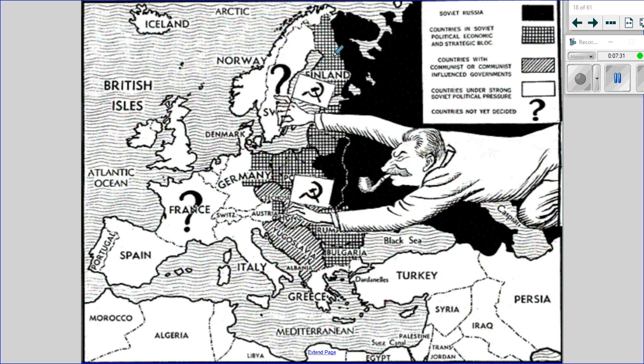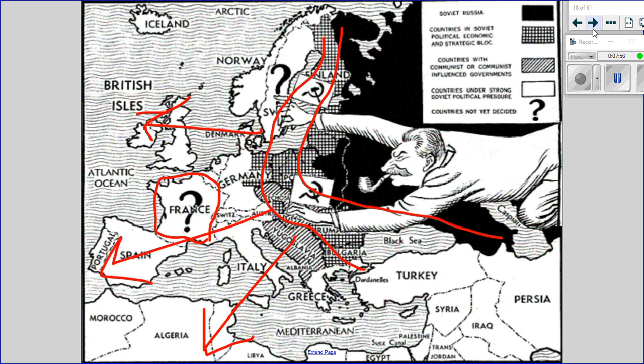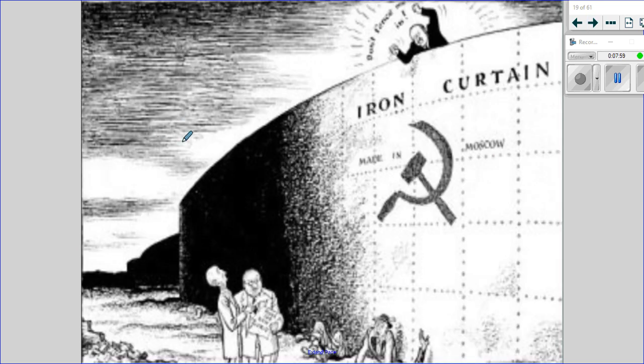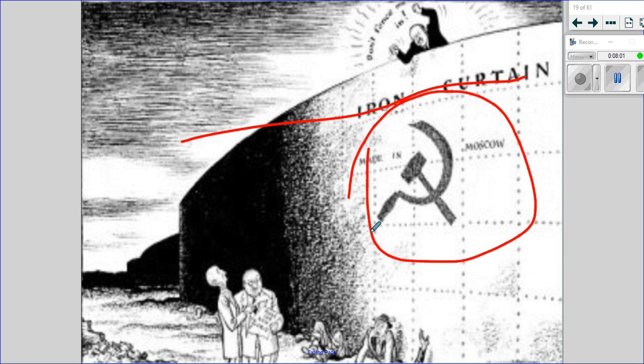You can see here Stalin. This is a little cartoon of Stalin, Soviet Russia, and these are the Soviet satellites, right? And here's the West. The country's not yet decided. It's as if to suggest that he's reaching out and trying to pull France into his sphere of influence. George Kennan says, and Truman says, if we don't contain communism, it will spread. And there is some potential for that. The Iron Curtain again, made in Moscow. I think you get the idea.